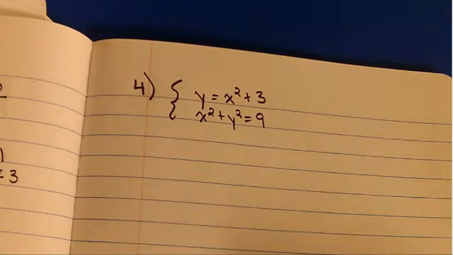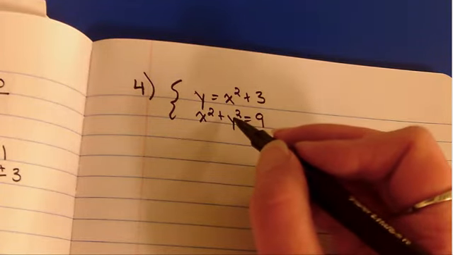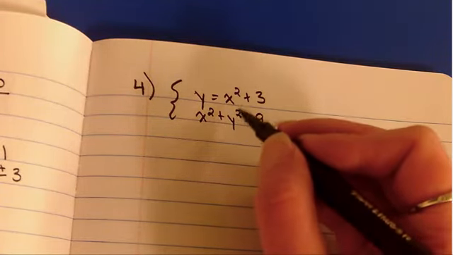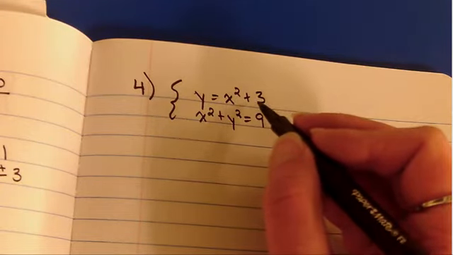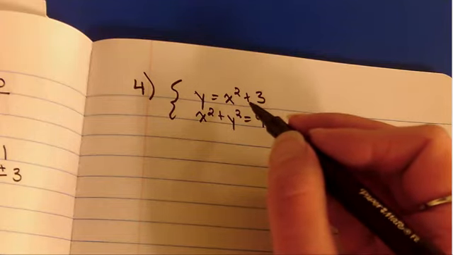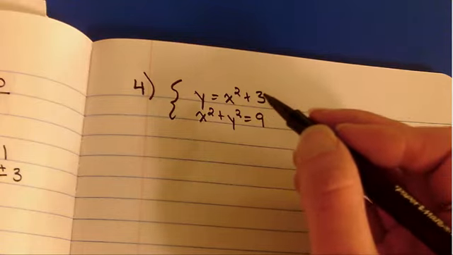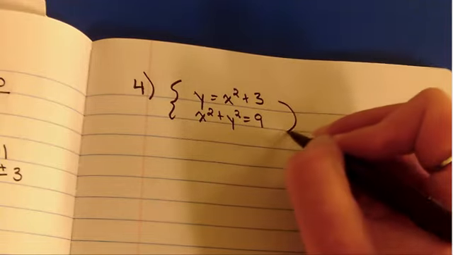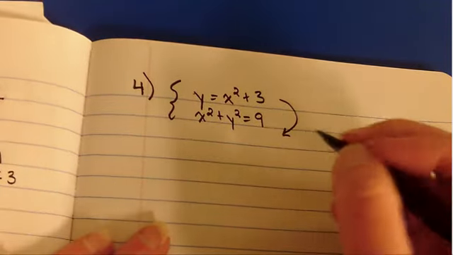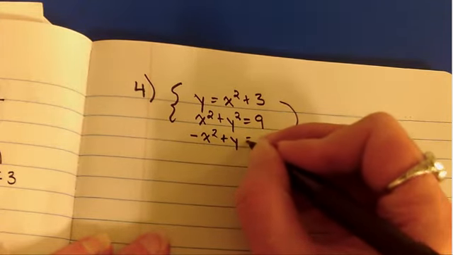Okay, so I could do substitution, but I want you to think about what would happen if I do substitution here. If I do substitution, I'm going to be squaring x squared plus 3. That's going to get a little nasty. So what I think I'm going to do instead is rewrite equation 1. I'm going to move the x squared to the left side. And so I have negative x squared plus y equals 3.